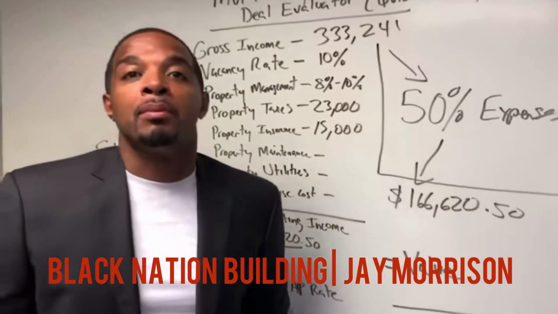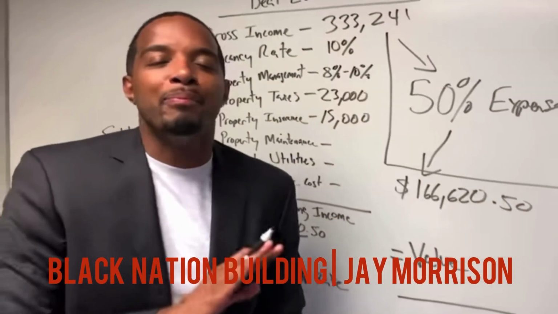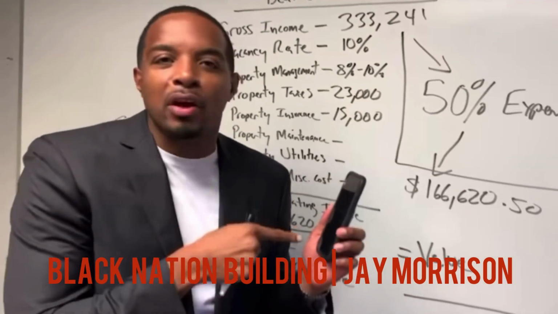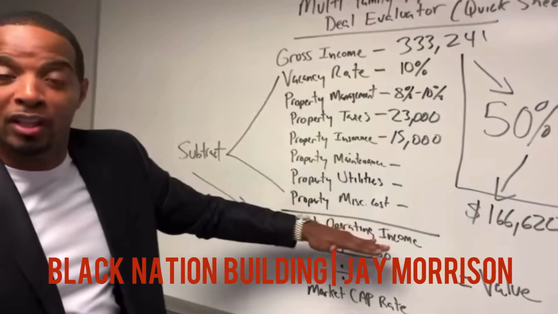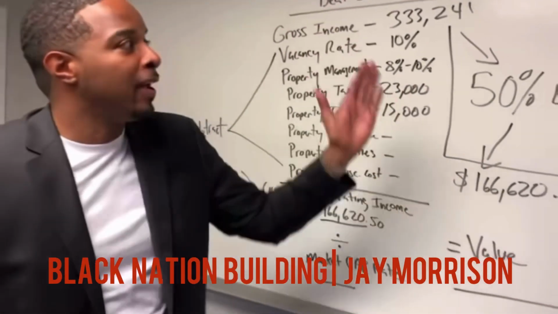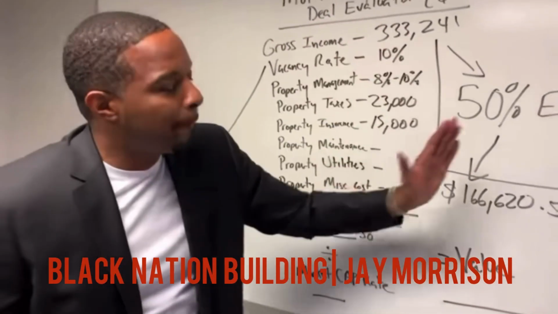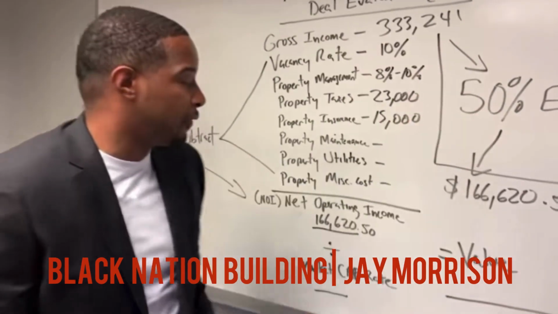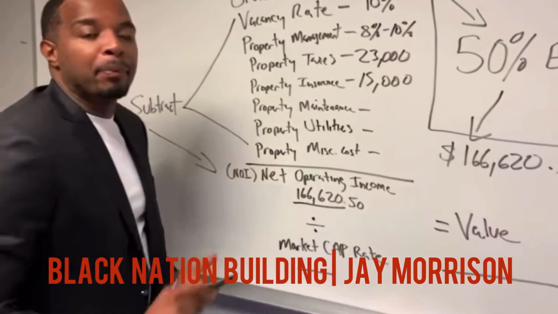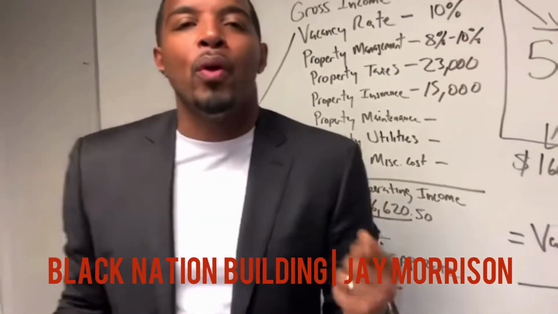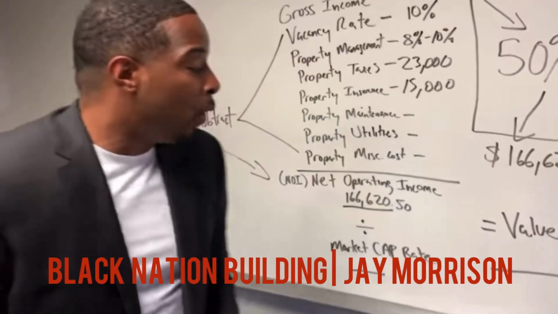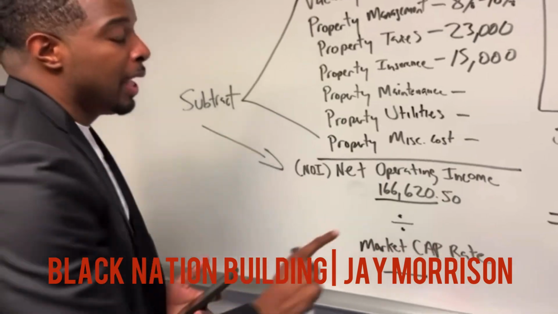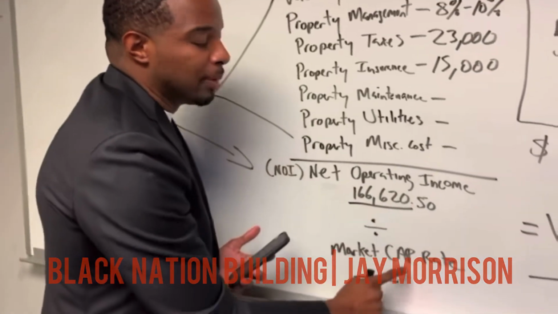Here's the formula, team. Simple as this. You don't have to be a math whiz to do this. All you need is a calculator app on your phone. Once you subtract all the expenses, the real expenses, or use the quick way and divide the gross income by 2, 50% of it, you find your net operating income. That's how much you actually will walk away with annually from the deal, from the project. So now what you need to do is find out what the market cap rate is.